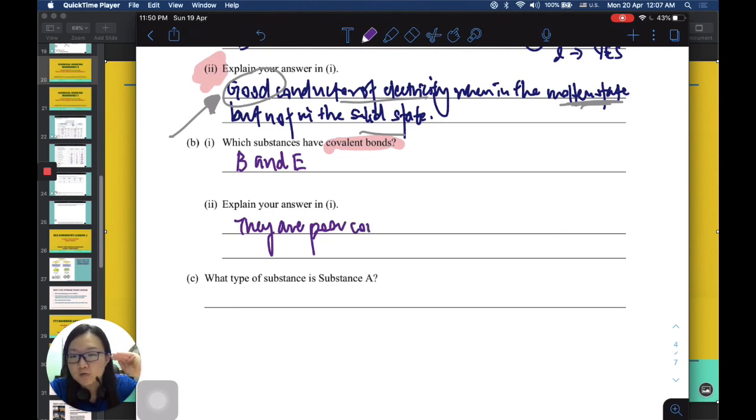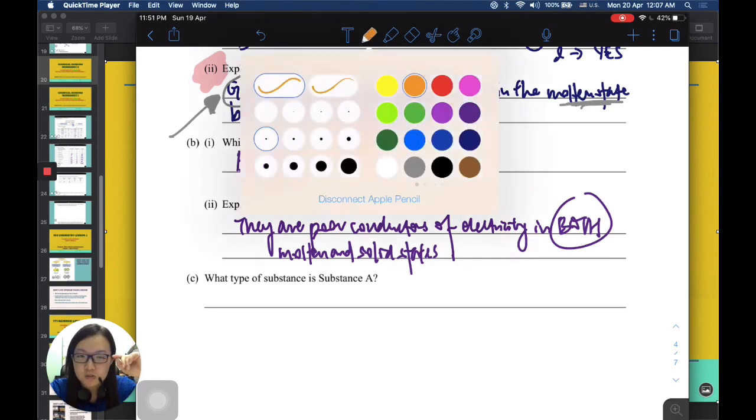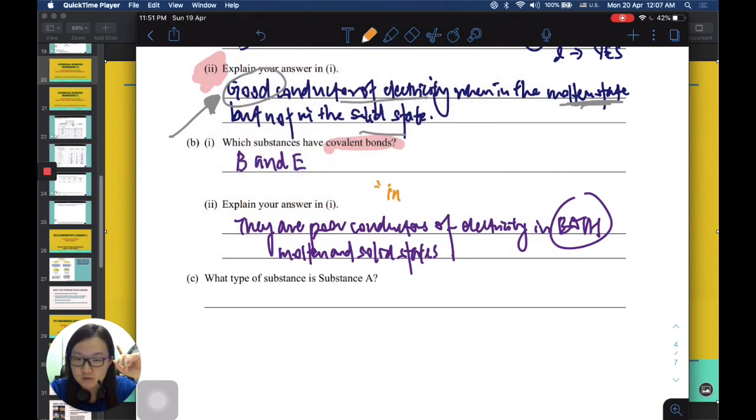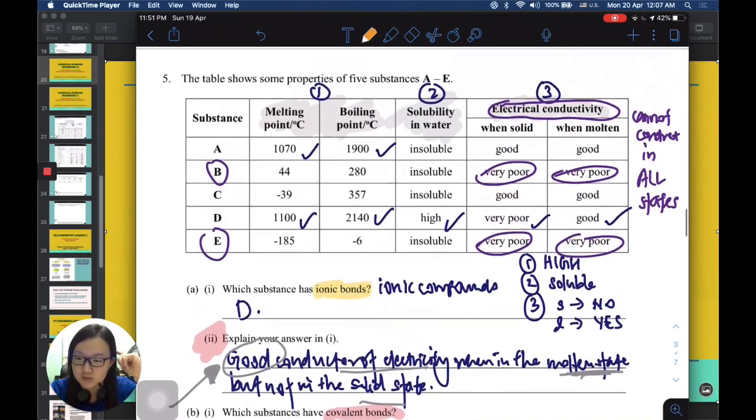That's the easy part. So part 2, explaining your answer, right? Again, you will bring up the fact that they are poor conductors of electricity in both the molten as well as solid state. Wait for me to finish writing everything. At this point, I just want to remind you, in the notes that I gave you, it says if it's a very general question, you have to say that they are poor conductors of electricity in all states. But of course, in the context of this question, they only give you both molten and solid, so that's why your answer is as such. So the part on both is important. You should put a star.